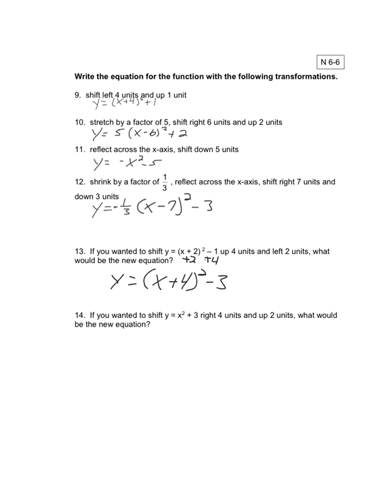Okay, number 14, I want to take that equation and I want to shift it right 4 units. That tells me I've got to have parentheses. Right 4 would be a negative 4 squared. And then up 2 units, that tells me add 2 to the existing 3, which would give me 5.